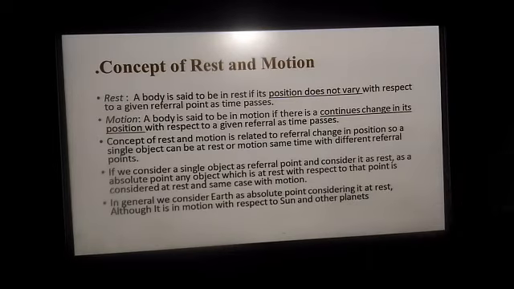So this was the concept of rest and motion. Next I am going to talk about some scalar and vector quantities. These are the three examples whose lengths are L, L and L. The points are denoted by A and B. Just look over it.